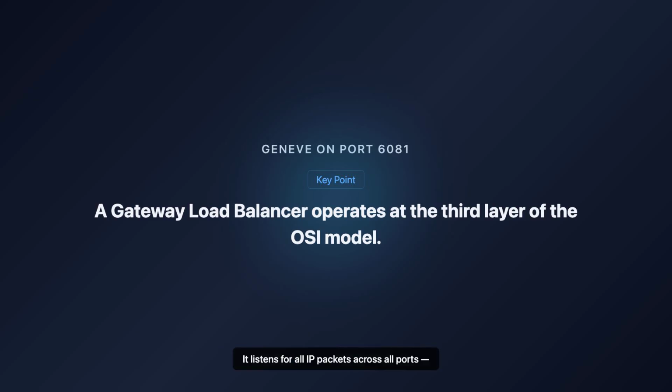It listens for all IP packets across all ports. There's no port filter because it's designed to intercept everything. To hand traffic to its appliances, it uses the GENEVE protocol on UDP port 6081. It wraps the original packet inside a GENEVE header, sends it for inspection, and then unwraps it afterwards. So if a question ever mentions GENEVE or port 6081, the answer is the gateway load balancer every time.